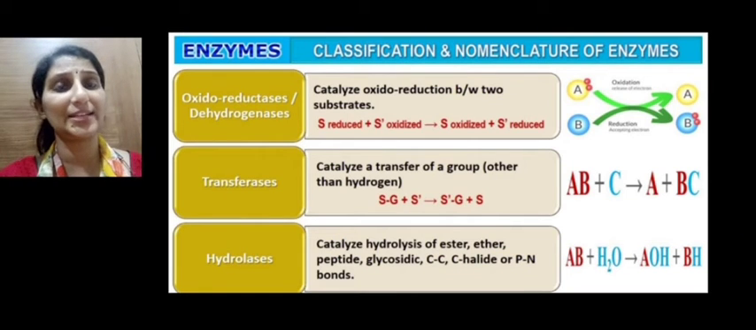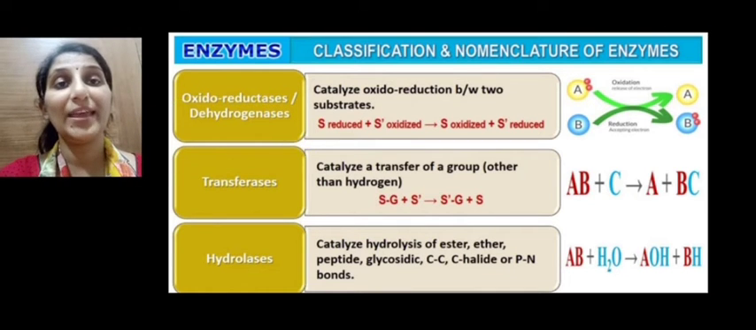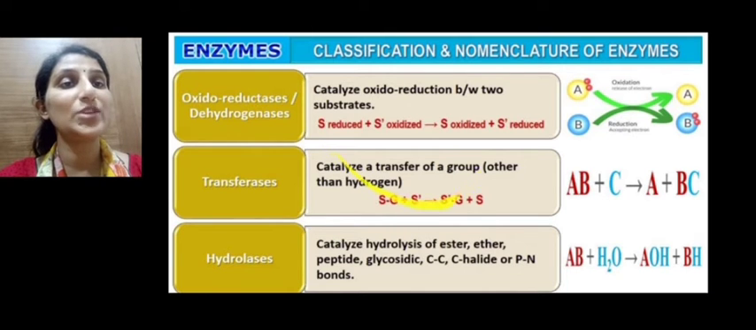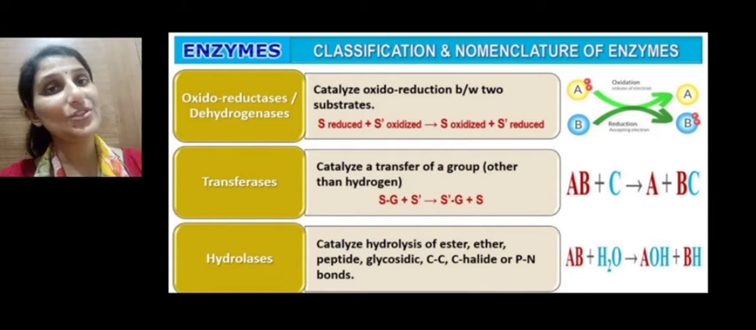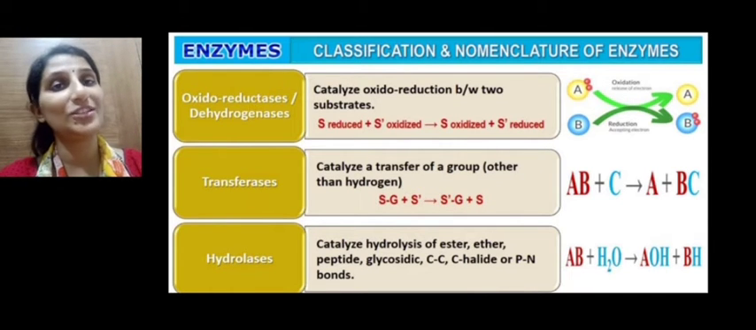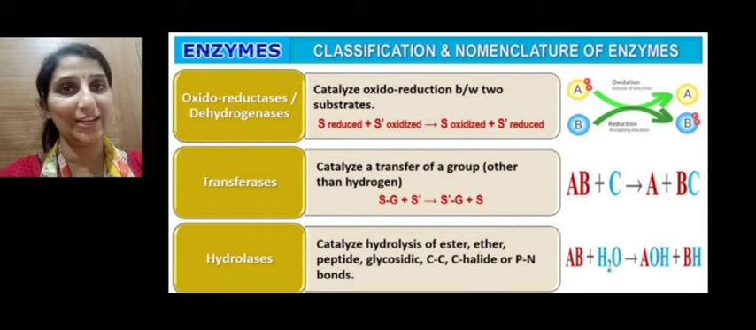So what are oxidoreductases or dehydrogenases? They catalyze the oxidation reduction between two substrates. Here we can see the two substrates S and S dash, one in the reduced state and the other in the oxidized state. When these two substrates are catalyzed by these dehydrogenases, they catalyze oxidation and reduction reactions. And here we can see S from the reduced state is converted to the oxidized state, and S dash from the oxidized state is converted to the reduced state.